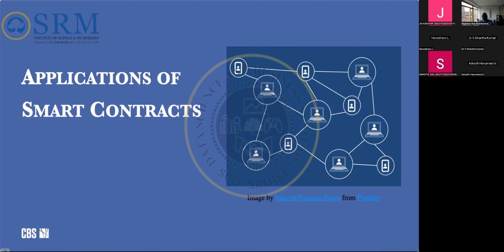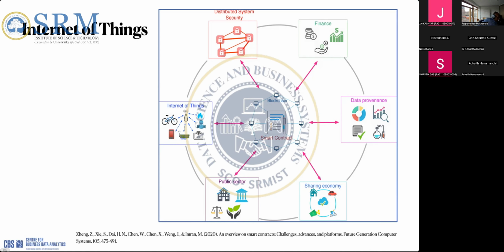Okay, so let's quickly move on to some of the applications. There are plenty of applications, right? Again, smart contracts have a big scope for automating many processes in different sectors. I'll give some examples from different sectors.